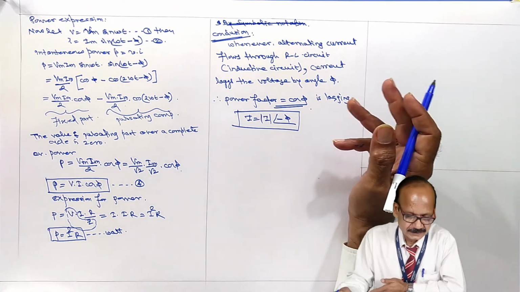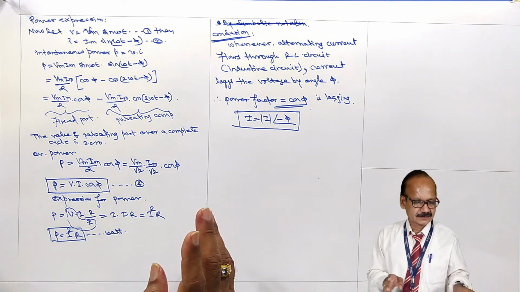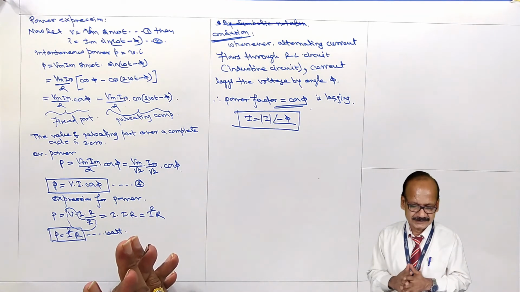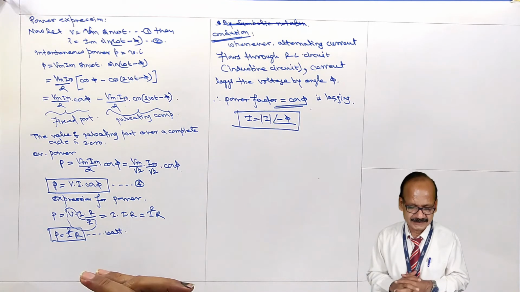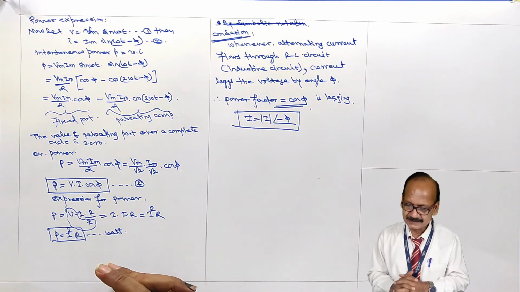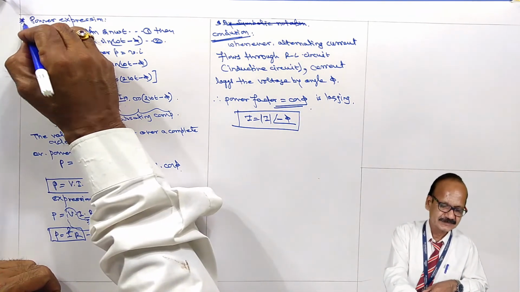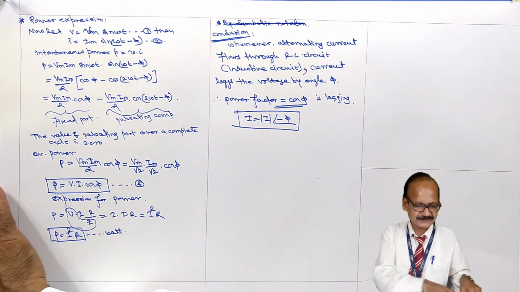So, in this way, we have obtained the expression for current, then the expression for impedance, expression for power factor, and expression for power. Now we have obtained the instantaneous power. However, this power can also be obtained by other way.